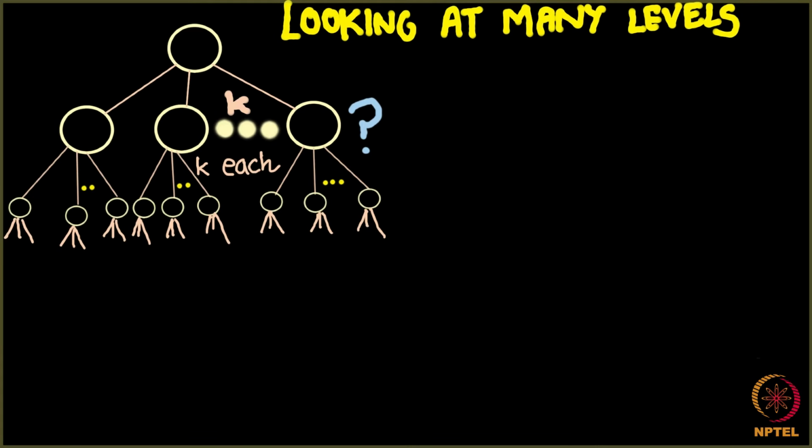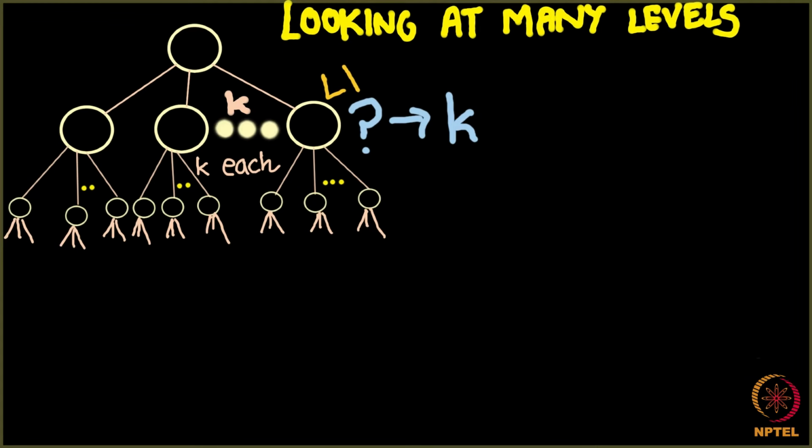So what do you think? Let's call this particular level level 1. What do you think is the number of people present at level 1? We know it very clearly, this is k, because our node here has k children. So the number of people at this level is going to be k.